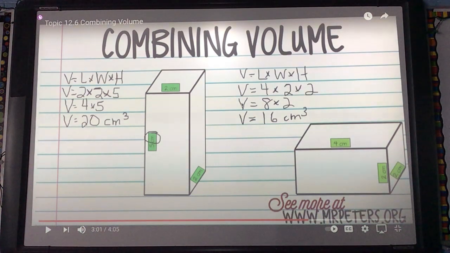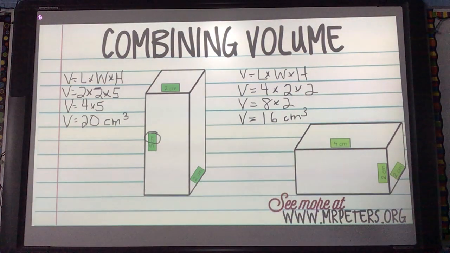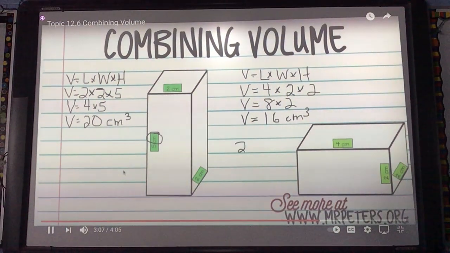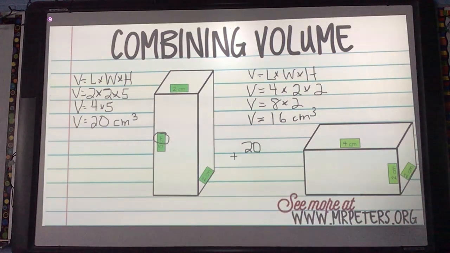Now, to avoid those computation errors, you need to take your time and check your work. Rushing is when those computation errors happen. The last thing we want to do is add our 2 figures. So now we have 20 plus 16. And both these are centimeters cubed.